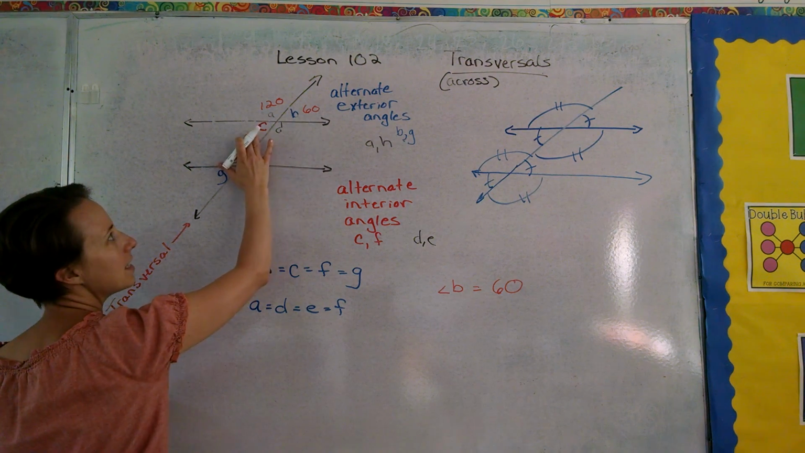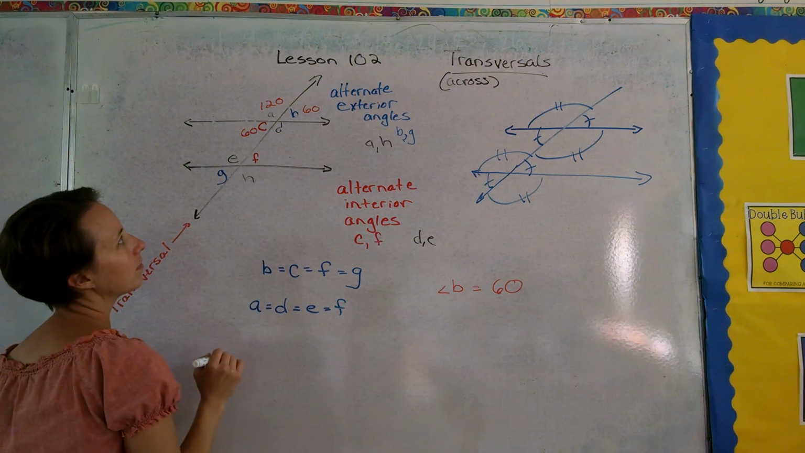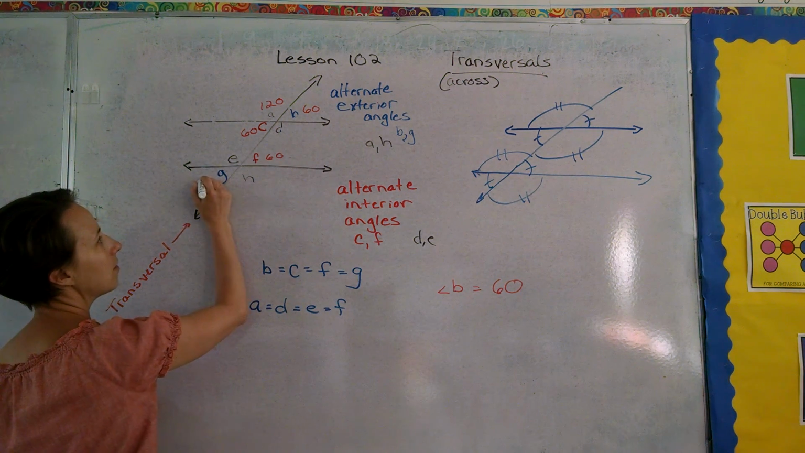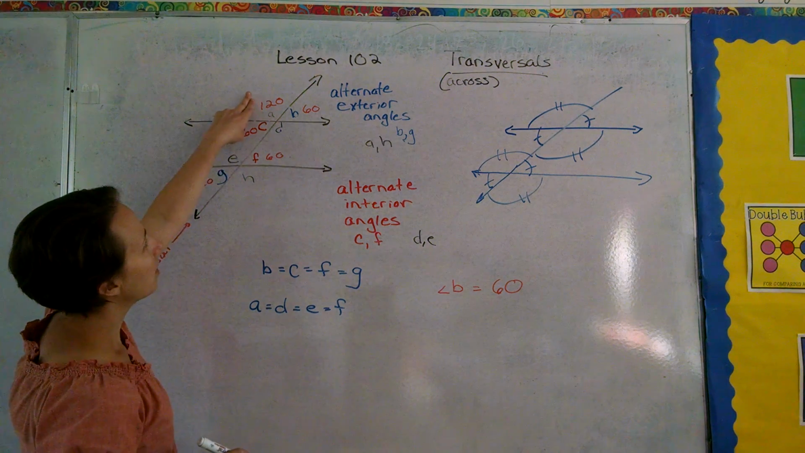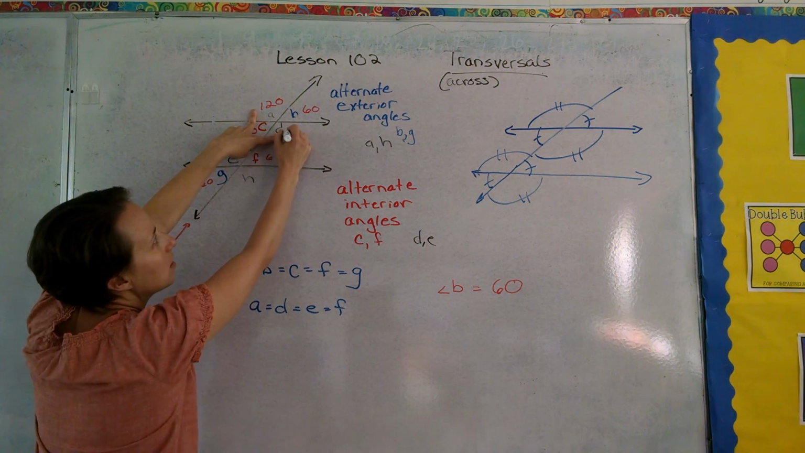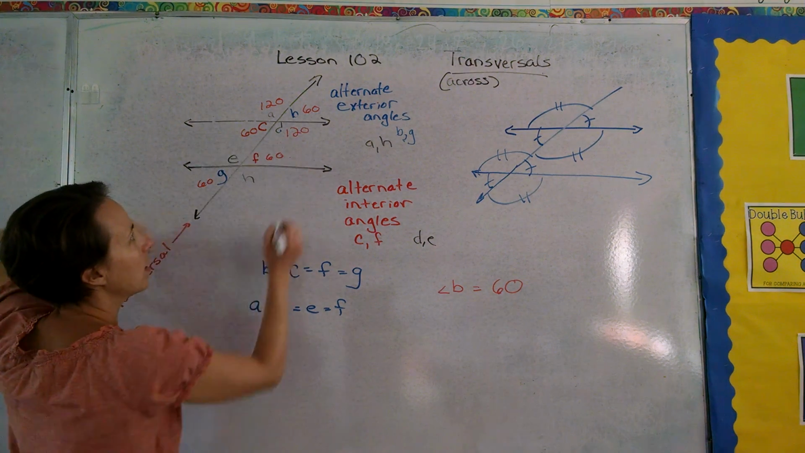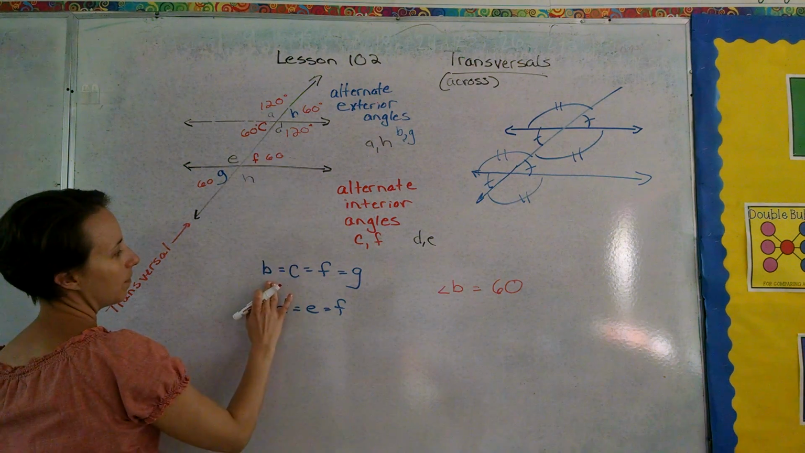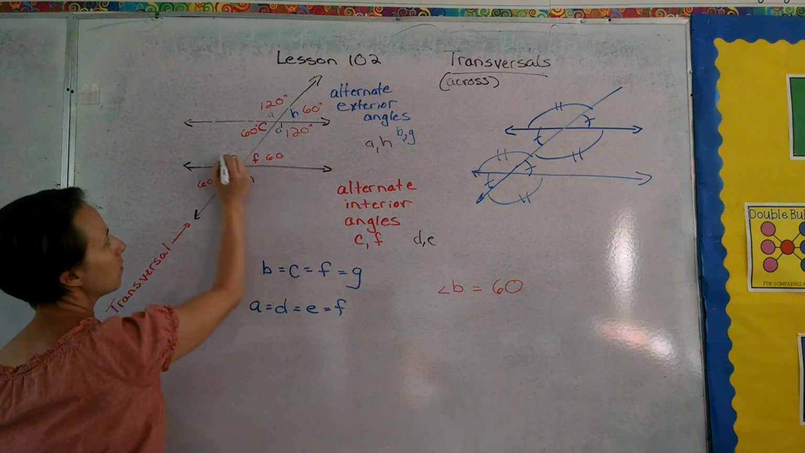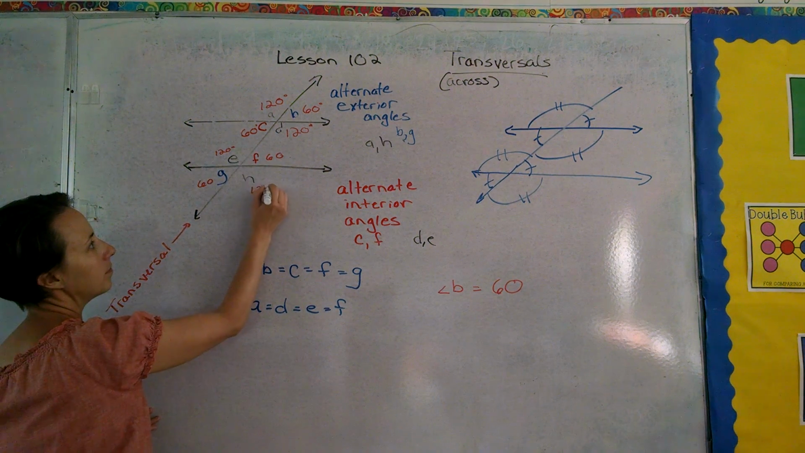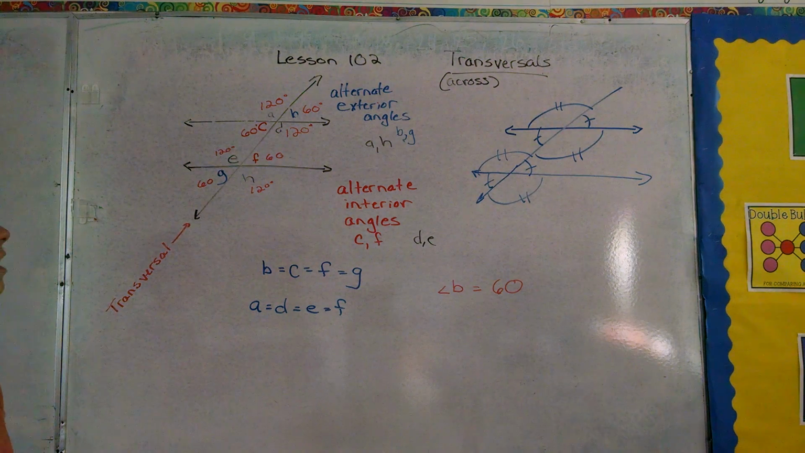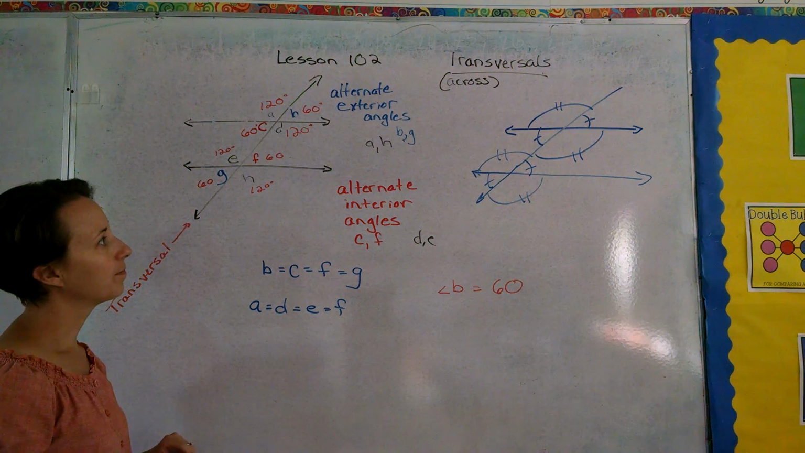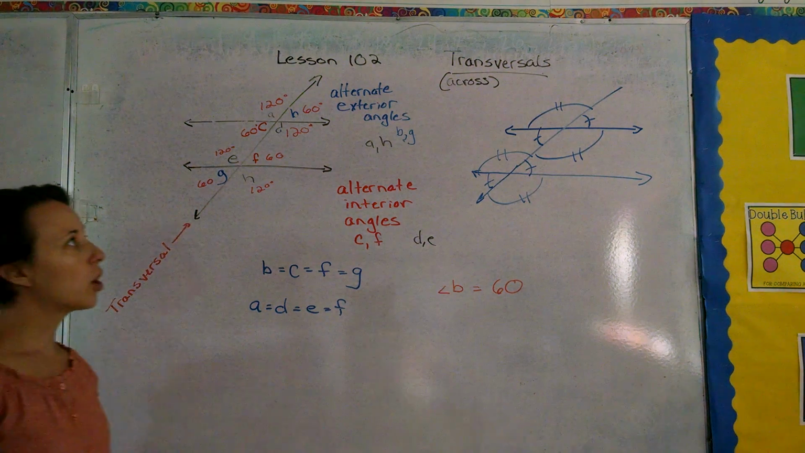Now I know that B and C are the same size, so this is also 60. I know that B and C and F and G are all the same size, which means that this is also 60, and this is also 60. I know that A and D are the same size, so if this one's 120, this one is also 120 degrees. I'll put in my little degrees here so we don't get confused. I also know that if A and D and E and F are the same size, then these are also 120. So transversals are really useful. They allow us to solve for multiple angles, even if you only had one. Use this information, please, to help you solve your problems today.